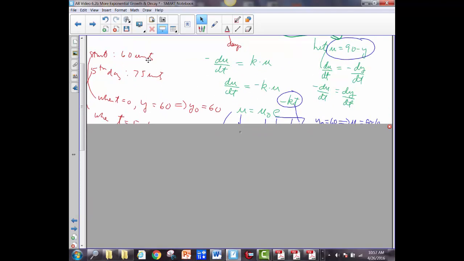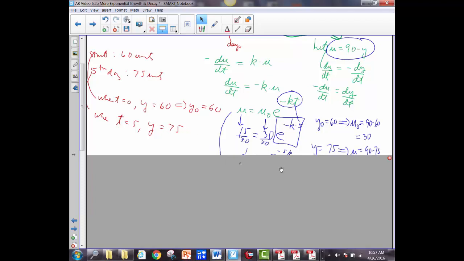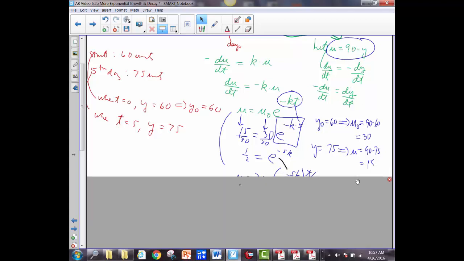Now, we started out with 60 units. On the 5th day, there were 75. So when t equals 0, y is 60, which means y0 is 60. But of course, if y0 is 60, then u equals 90 minus 60, so u0 is 30. Then it says after 5 days, there are 75 units. So I'm going to put that in terms of u. Well, if y is 75, then u is 90 minus 75, which is 15. So I replace my u0 by 30, my u by 15, and it takes 5 days for that to happen.